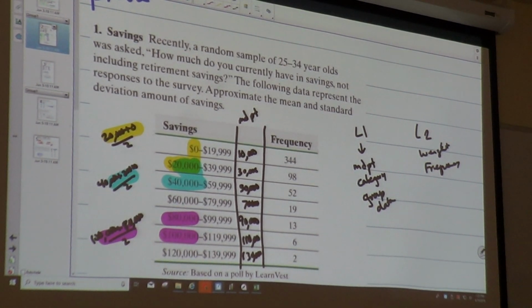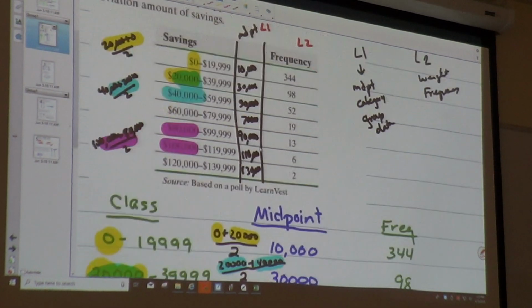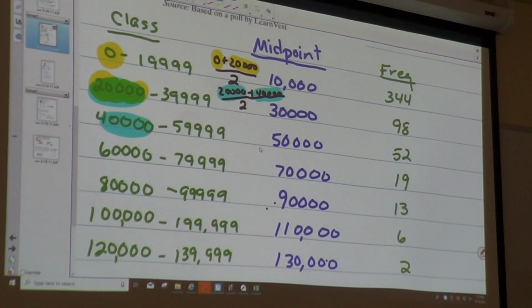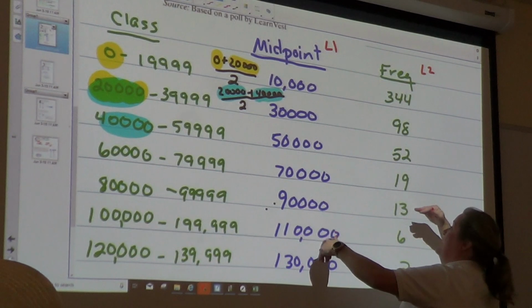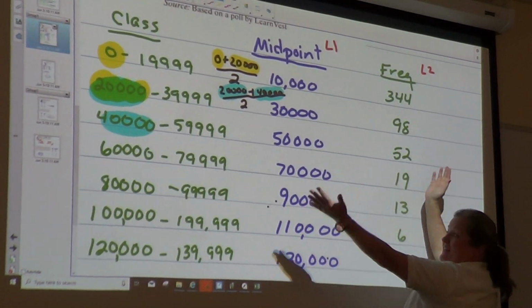So this is going to be your L1. This is going to be your L2, your frequency. But you have to make sure that if you type something out of order, whatever has to be next to it goes with it, because these two now are dating. They're going together.